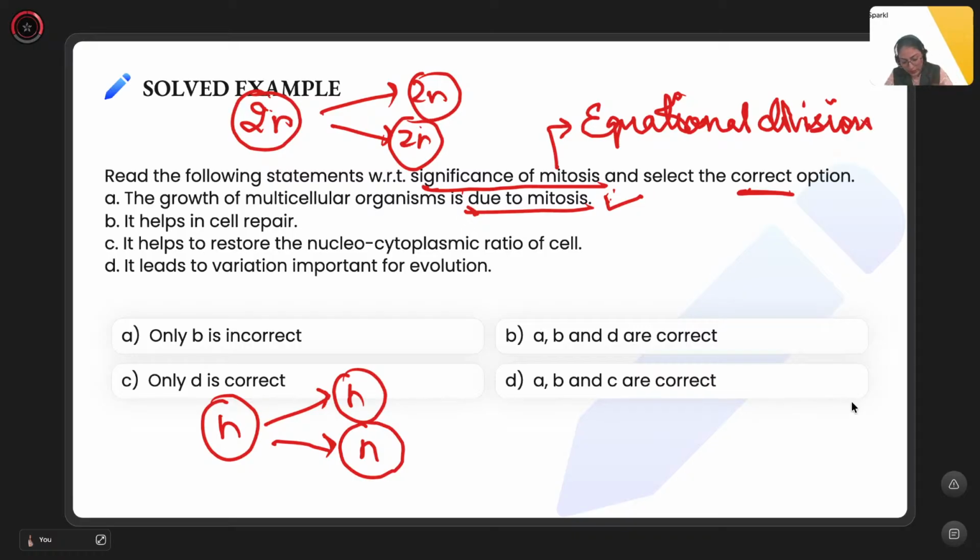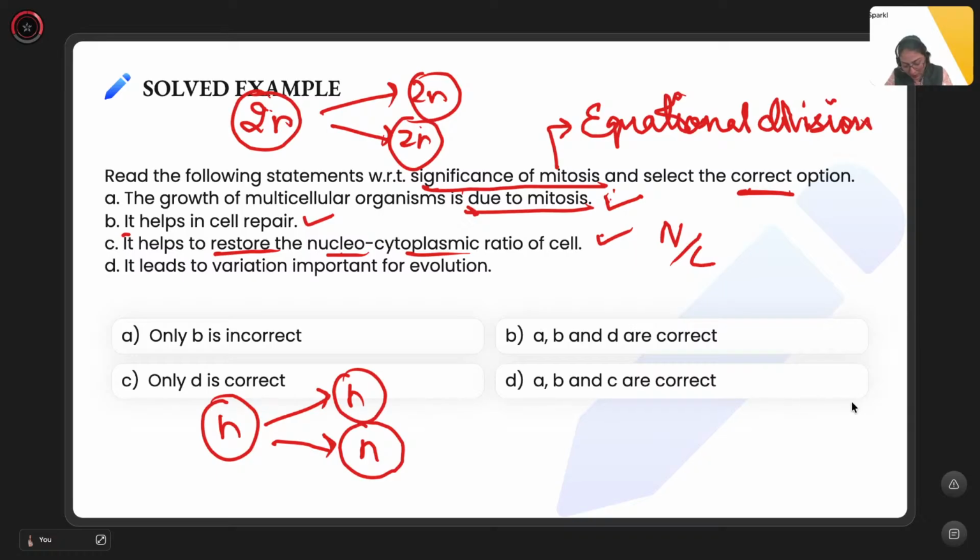Okay, let us look at B statement. It says it helps in cell repair. Yes, if ever a cut or wound happens, or a cell is damaged, cell repair is done through mitosis. If I talk about C statement, it says it helps to restore the nucleocytoplasmic ratio of cell. Yes, beta, the nucleo-cytoplasmic ratio of cells is restored through mitotic division.